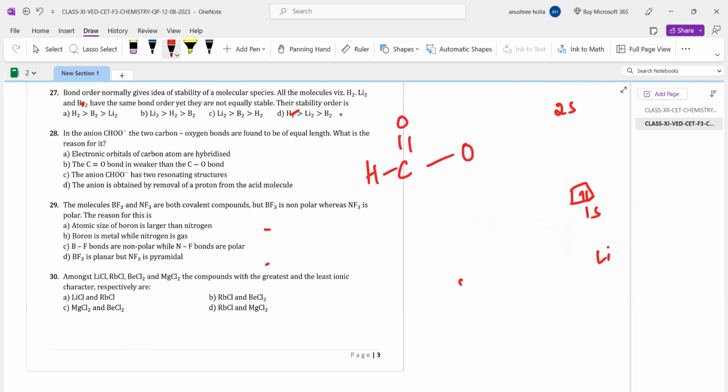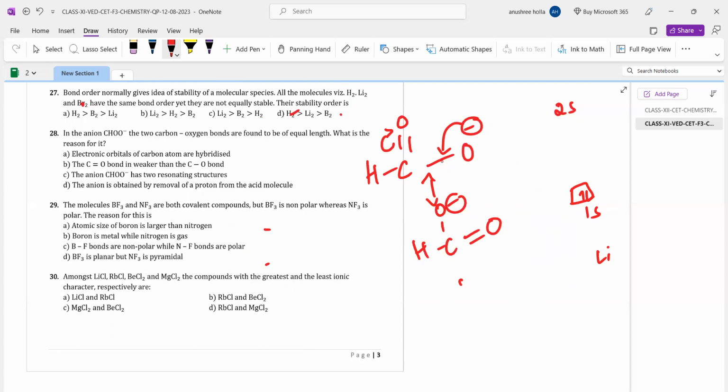HCOO minus is like this. This is the formate ion, and here we will observe the resonance. The electrons will be delocalized. We can write the resonating structure for this. So here, due to the resonance, the bond characteristics are averaged, right? Always the bond characteristics are averaged.